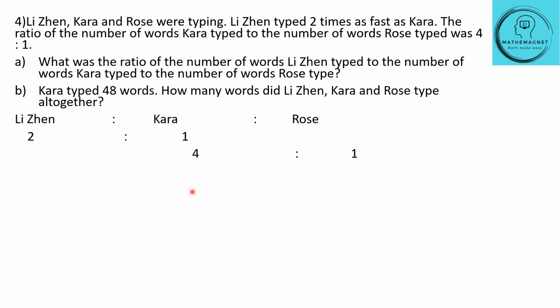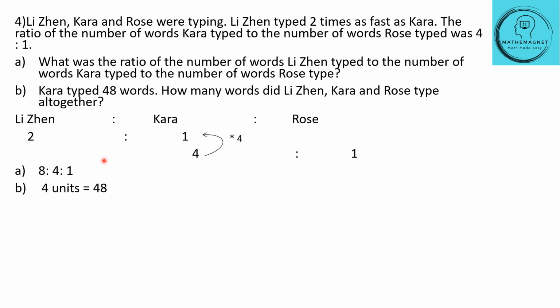To do that, we will multiply 2:1 by 4. So Leeson becomes 2 times 4, which is 8, and Kara becomes 1 times 4, which is 4. And Rose remains 1. So the ratio of the number of words Leeson typed to the number of words Kara typed to the number of words Rose typed will be 8:4:1.